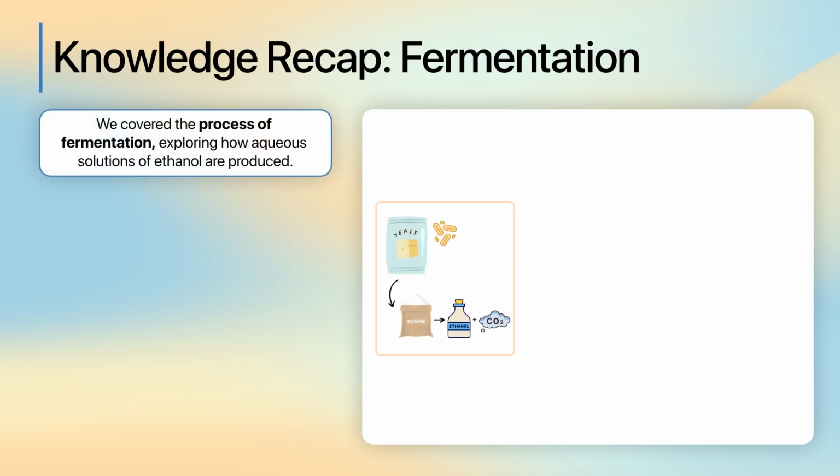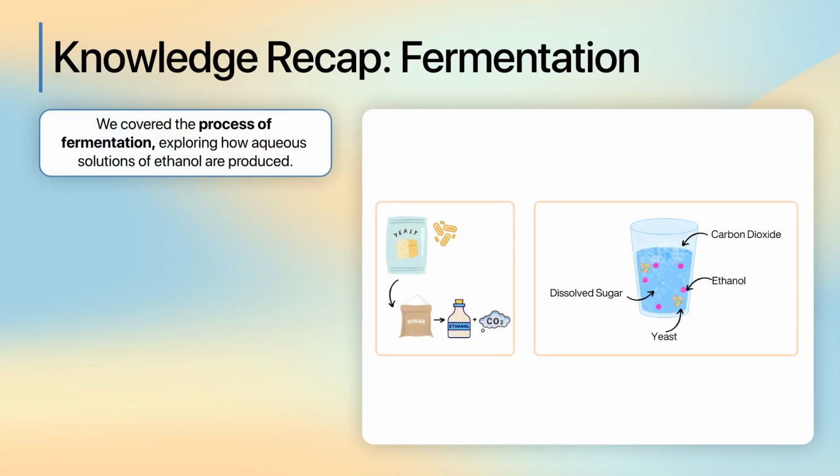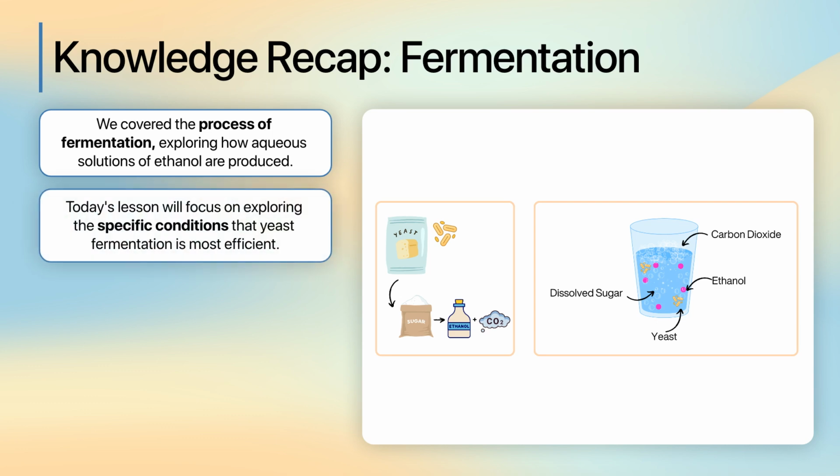So far, you've become familiar with the process of fermentation and how aqueous solutions of ethanol are produced when sugar solutions are fermented using yeast. Building on this foundation, today's lesson will advance our chemical understanding by exploring the specific conditions under which yeast fermentation is most efficient. Let's get started.